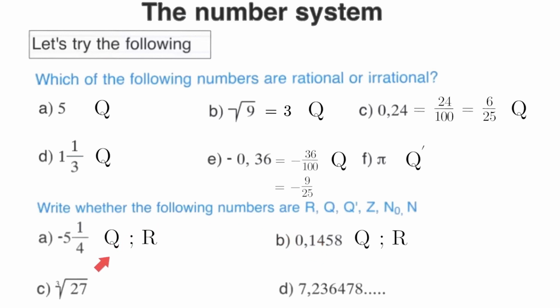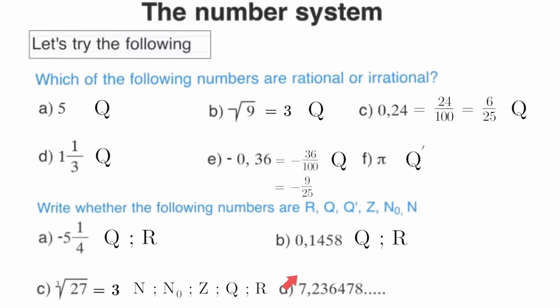And then letter C, we have the cube root of 27. Well, we don't see an actual number. This is a calculation, so we quickly do it. The answer is 3. And well, 3 is a natural number. It's a whole number. It's an integer. It's also rational because we can write it as 3 over 1. And because we can write it, it's real.